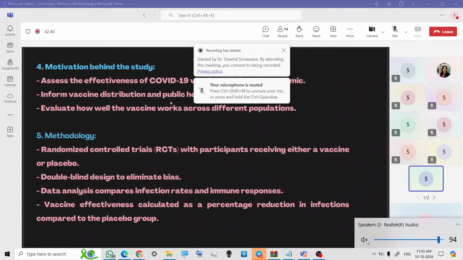They used the randomized controlled trials with the patients. They take the group of different ages of people and conduct the study on that.